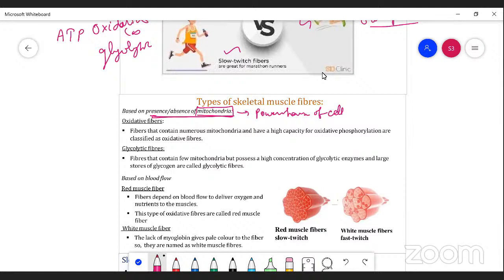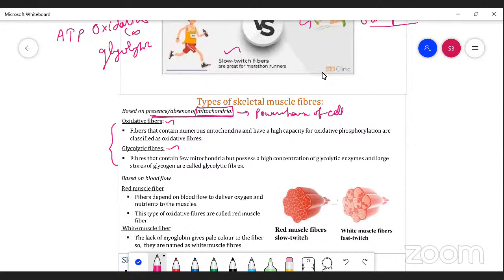Now the skeletal muscles are classified based on the presence or absence of the mitochondria. So it is classified into two types. One is the oxidative fibers, another one is the glycolytic fibers. One is what? Oxidative fibers. Another one is called what? Glycolytic fibers. So what is in the oxidative fibers?